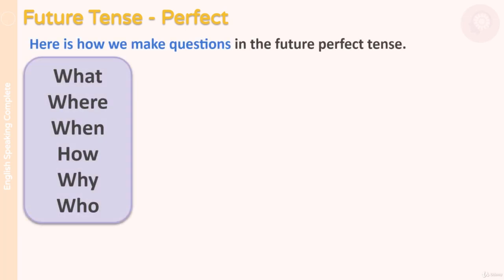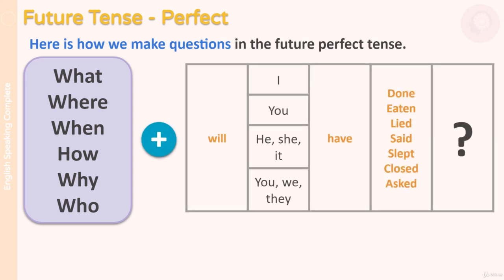6 W's if you like. And then we begin with will plus our subject pronoun plus have plus past participle. And of course, please do pause the video after the examples and have a go at making your own sentences. Post them in the Q&A section for other students and myself to see and maybe give you some feedback on.